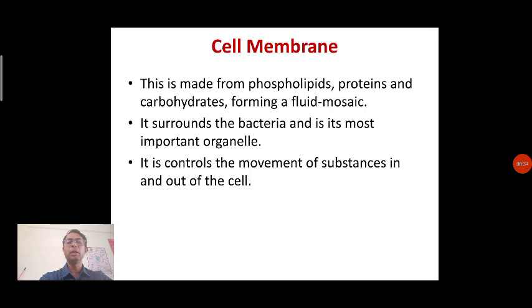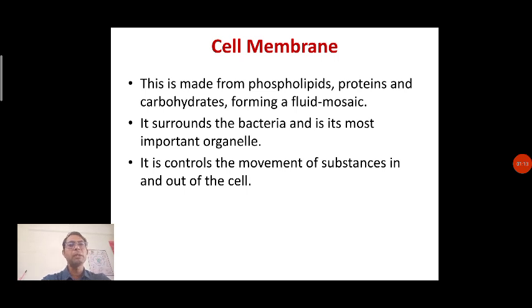the cell membrane. Now the cell membrane is the innermost part of the cell, which is located just behind the cell wall, and it is protective in nature. The cell membrane is made from phospholipids, proteins and carbohydrates, forming a fluid mosaic type of structure. It surrounds bacteria, and it is most important in the bacterial cell. It controls the movement of substances in and out of the cell.